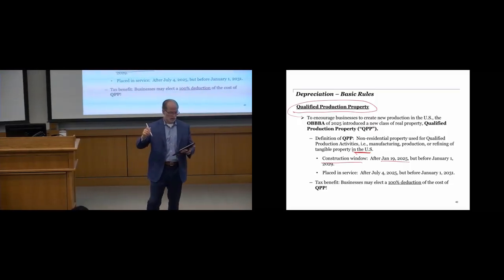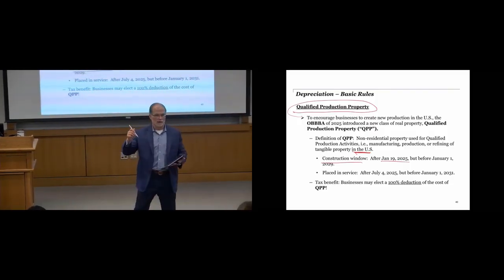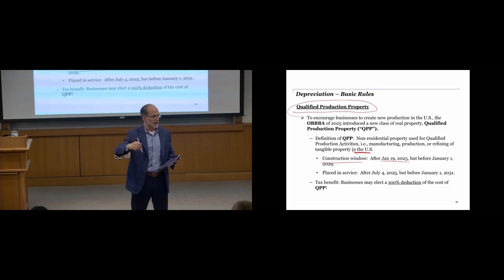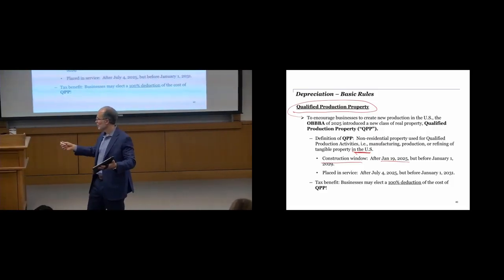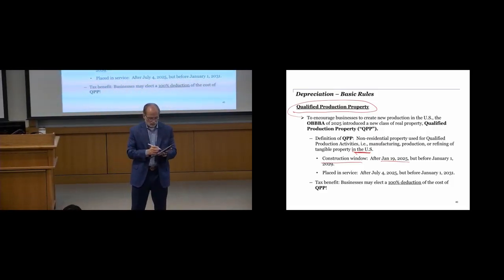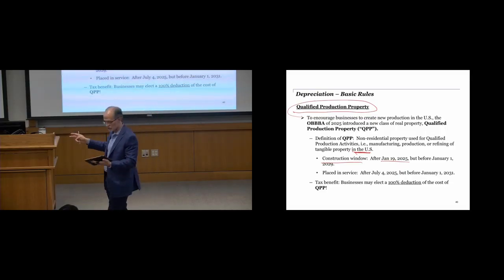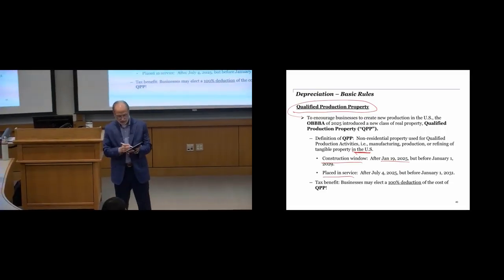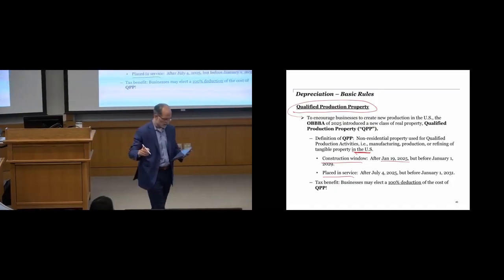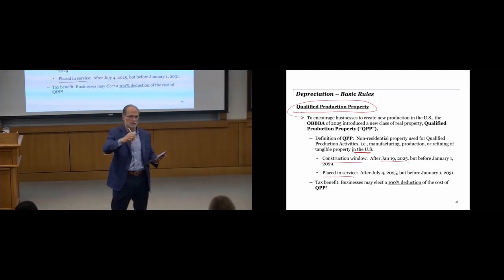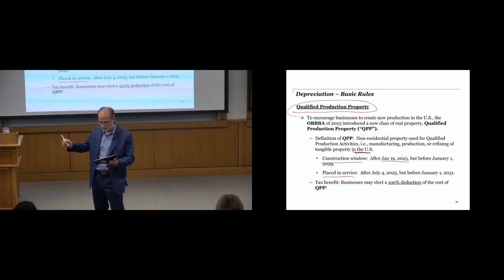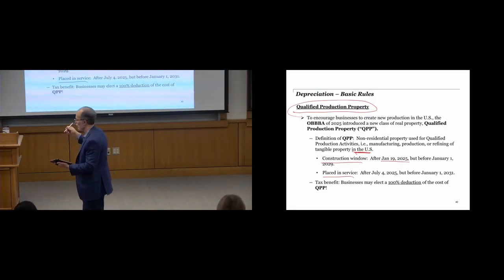Doing this type of build is time extensive, right? It takes a period of years before something's up and running. You need to do that quickly. So you need to start the construction after January 19th, but before January 1st of 29, and you have to be placed in service after July 4th, which is the date that they signed the One Big Beautiful Bill Act, the president did, but before January 31 of 2031.